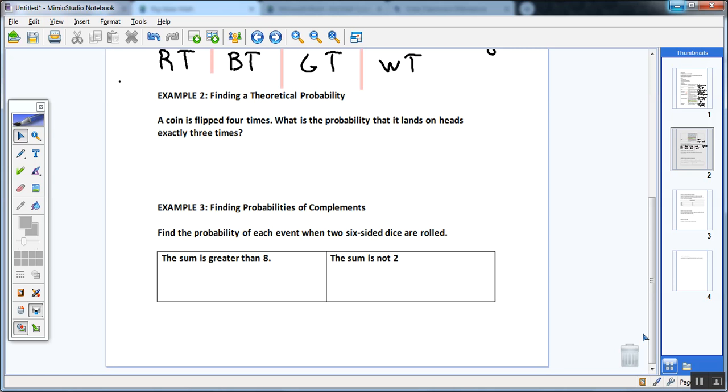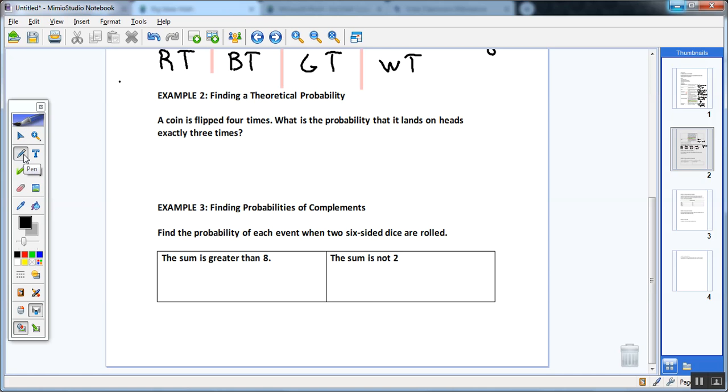Okay, here's the deal. How many possible outcomes on the first flip? 2. How many possible outcomes on the second flip? 2. How many on the third? How many times is this getting flipped? 4. How many possible outcomes on the last one? 2. So if I go 2 times 2, 4, times 2 more, times 2 more, how many possibilities do we have? 16.